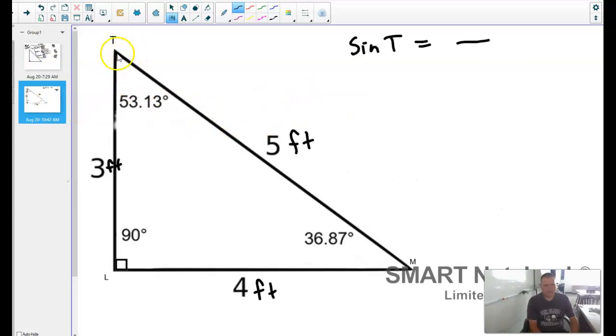So what is opposite of t? Opposite of t is 4, and the hypotenuse is 5. So this would be equivalent to 4 over 5, okay?